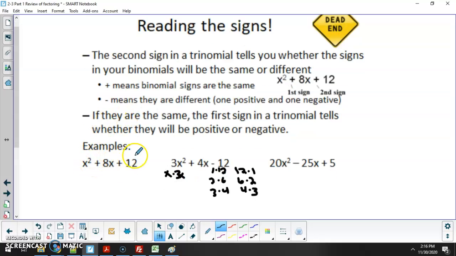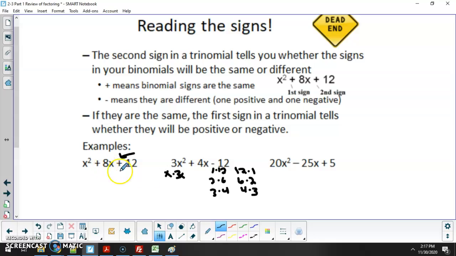First off, it's important to know what the signs tell you, so you can pause the video and read what the signs tell you here again. If I'm looking at the signs, the second sign tells me that both signs are going to be the same here, if it's a plus sign. Then you would go to the first sign and you see they're both going to be positive in this case.